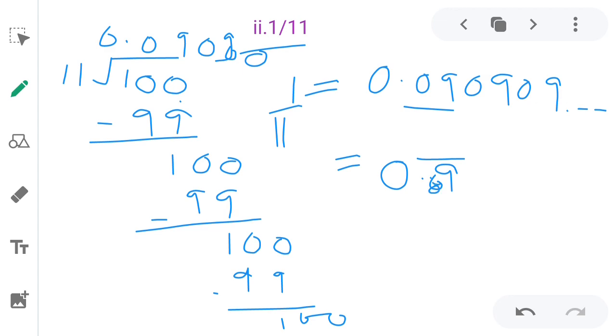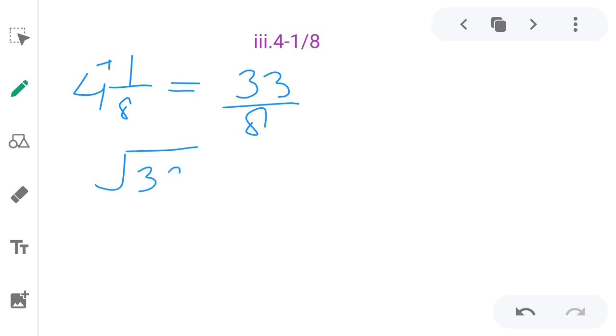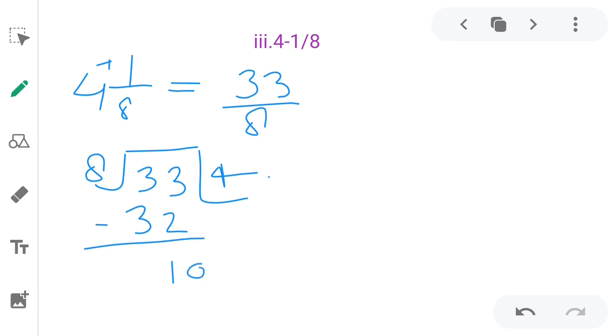Moving to the next one, 4 mixed 1 upon 8. This is written like this. So first of all we have to change it into an improper fraction. 4 eights are 32, and plus 1 becomes 33 upon 8. So start doing the division. 33 divided by 8. 8 fours are 32. 1 is left. Put a decimal here. 8 ones are 8. 2 left.